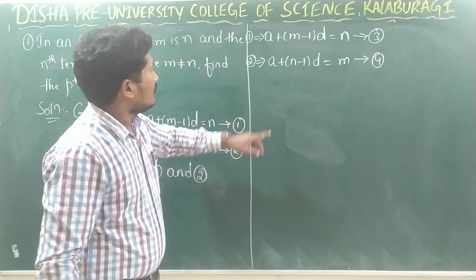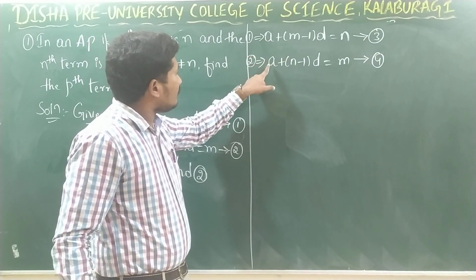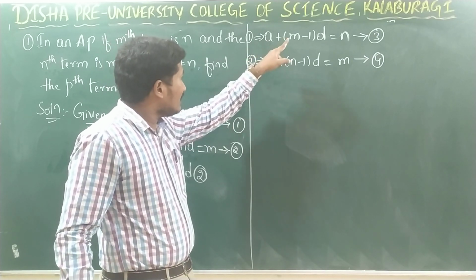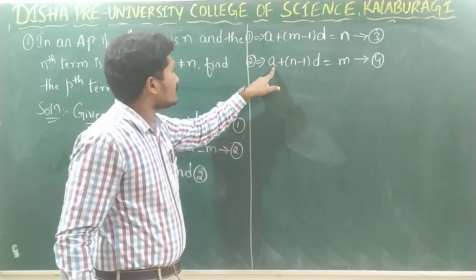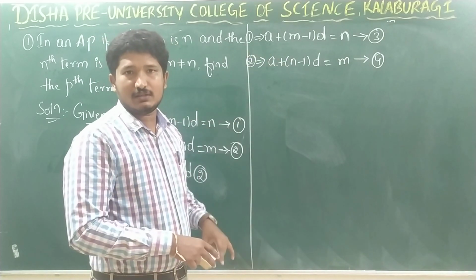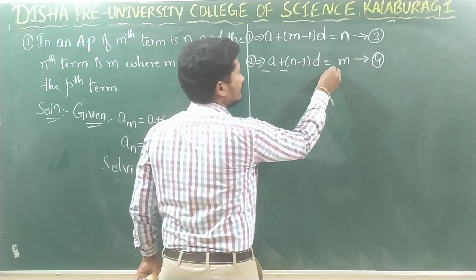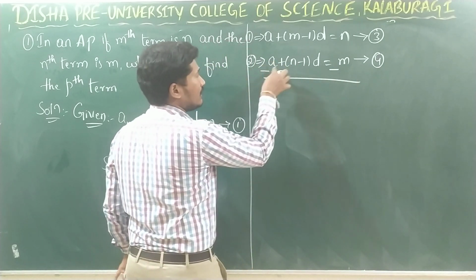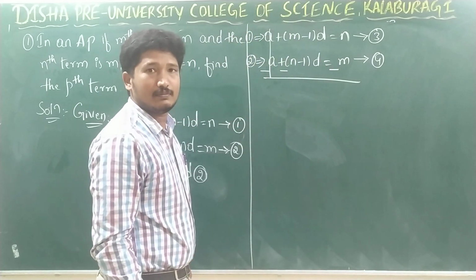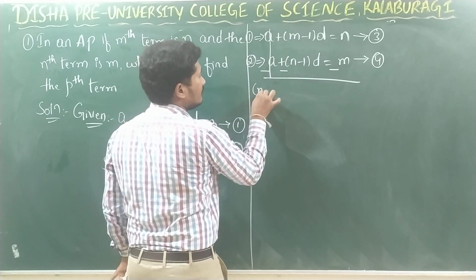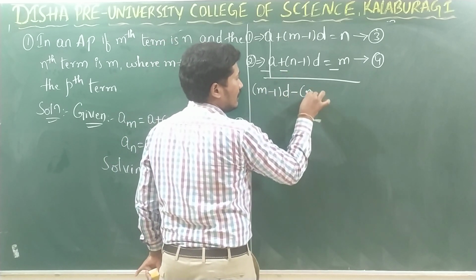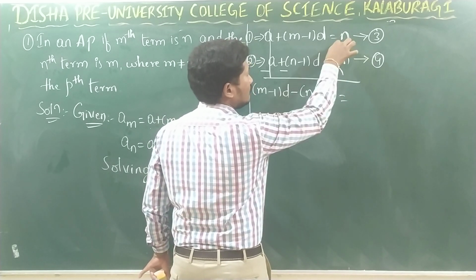Now, the coefficient of a in 3 and 4 is same. That is, the coefficient of a in equation number 3 is 1 and the coefficient of a in equation number 4 is also 1. So there is no need of doing anything. So directly change the sign. The plus becomes minus, and here the plus becomes minus. So a minus a gets cancelled here. Write the remaining terms. What is remaining? m minus 1 into d. Here it is minus, and n minus 1 into d. This is equal to n minus m.